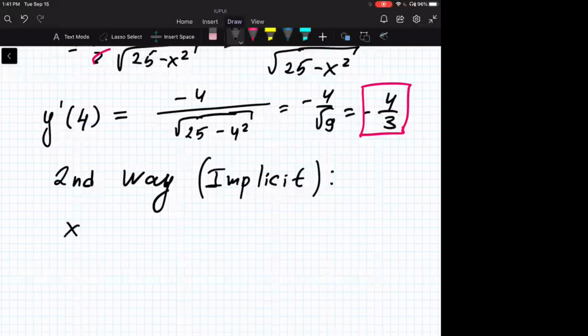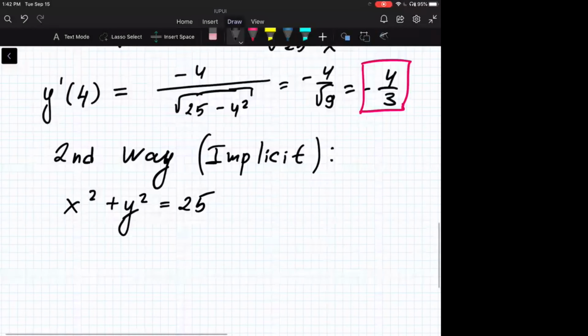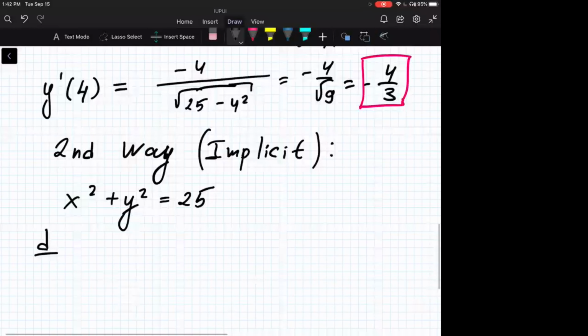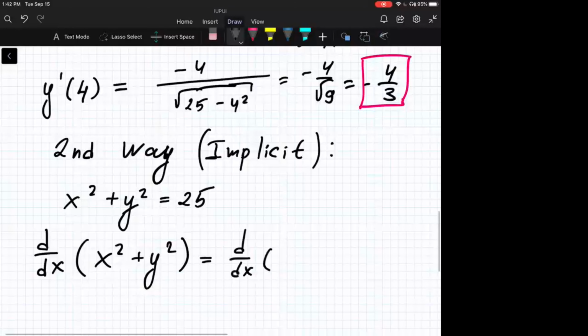So let's start again with our equation. x squared plus y squared is equal to 25. And the point is that we can differentiate equations. So let's consider the derivative of both sides. So d over dx of this should be equal to d over dx of 25.